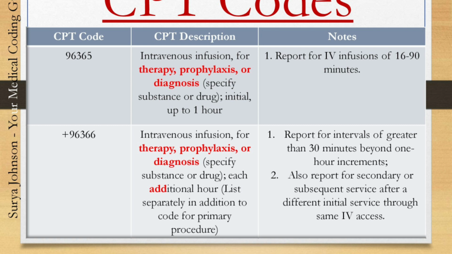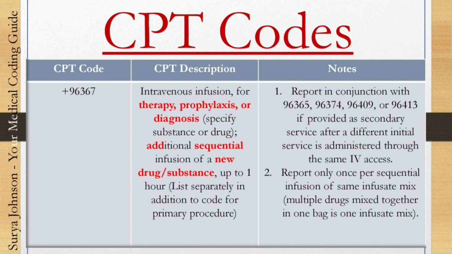So when it crosses 91 minutes, then you can go for 96366. The second one is because it's an add-on code, so it should always be given after a different initial service through the same IV access because it's an add-on code. The next add-on code for the therapy, prophylaxis or diagnostic intravenous infusion is plus 96367.